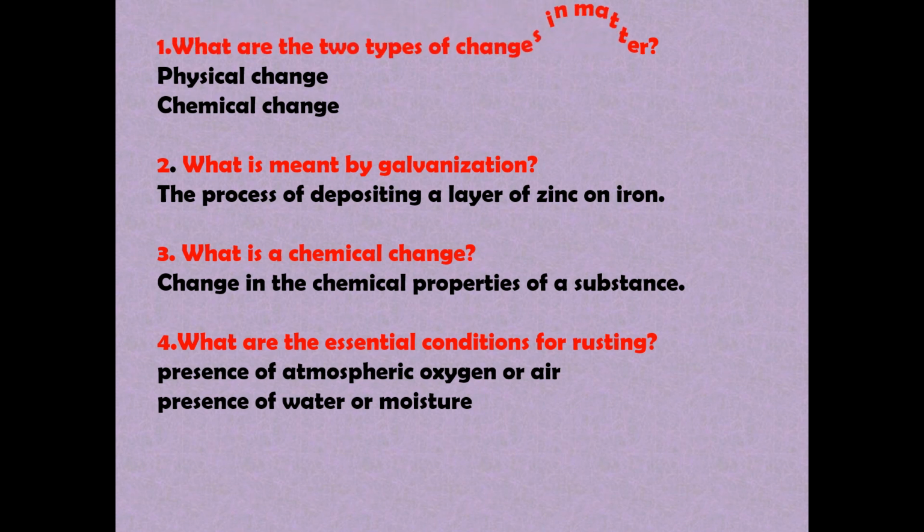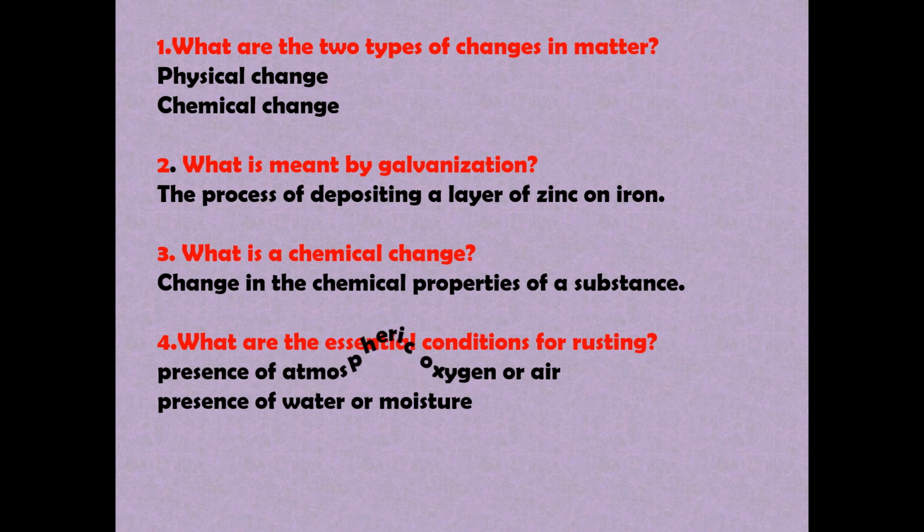What are the two types of changes in matter? Physical change and chemical change. Next question. What is meant by galvanization? It is a process of depositing a layer of zinc on iron. Next question. What is a chemical change? A change in the chemical properties of a substance.